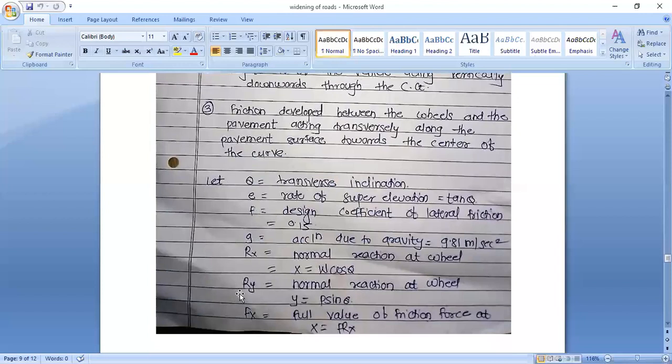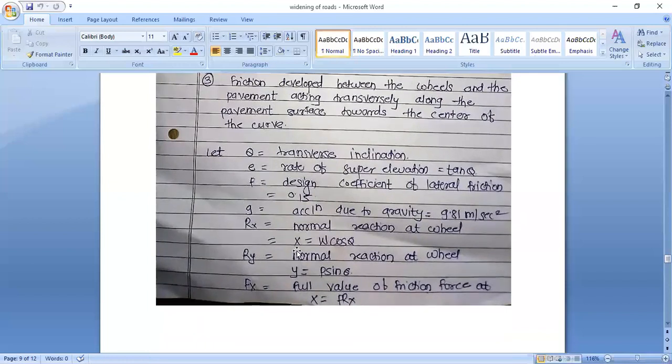Then we have to consider some terms. Theta is equal to transverse inclination of super elevation. Then E is equal to rate of super elevation, which is equal to tan theta. Then F is equal to design coefficient of lateral friction, and the value of F is equal to 0.15. G is equal to acceleration due to gravity, equal to 9.81 meter per second square.